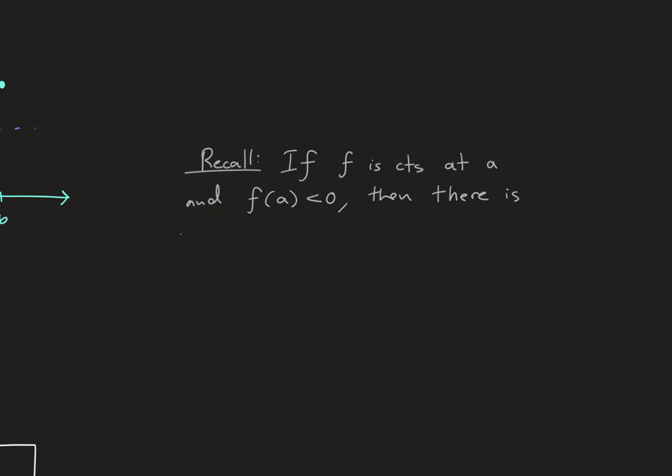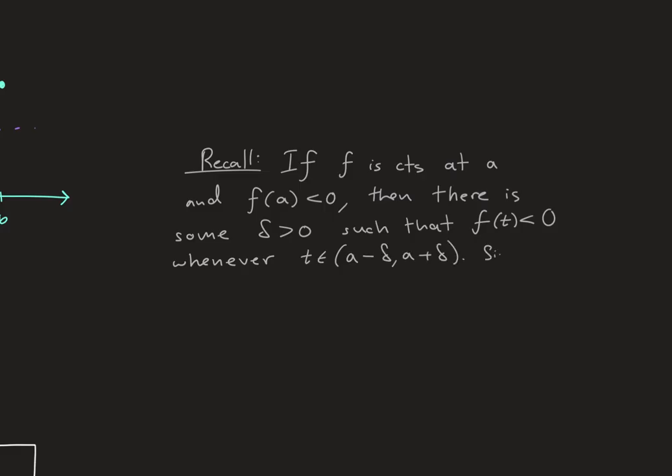Recall: if f is continuous at a, where a is some random number, and f evaluated at a is less than 0, then there is some delta bigger than 0 such that f of t is also less than 0 whenever t is a member of this special set, and that's going to be the delta bubble around A.